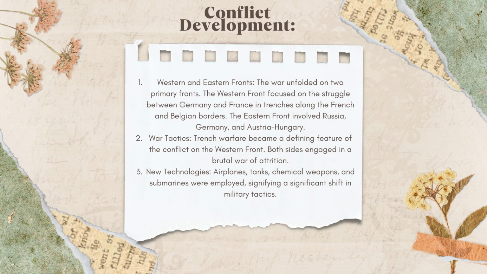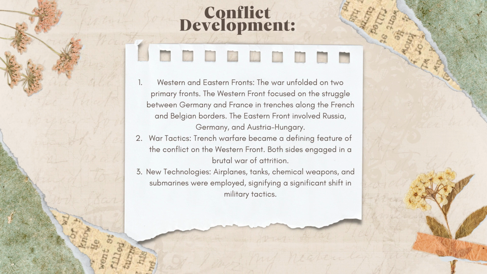Conflict development. 1. Western and Eastern fronts. The war unfolded on two primary fronts. The Western Front focused on the struggle between Germany and France in trenches along the French and Belgian borders. The Eastern Front involved Russia, Germany, and Austria-Hungary.